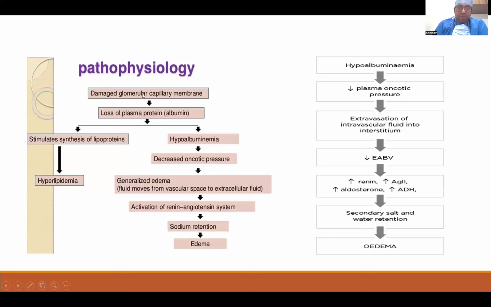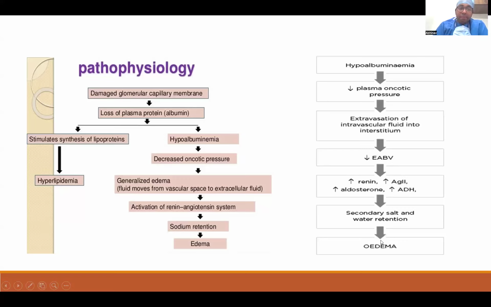In nephrotic syndrome, the main pathology is damaged glomerular capillary membrane. What happens whenever there is damage? There is leakage of albumin. Whenever there is leakage of albumin, the oncotic pressure comes down and fluid moves out from the vascular space to the extracellular space. Whenever there is extravasation of fluid, you have decreased effective arterial blood volume, and this stimulates the renin-angiotensin system, which causes secondary salt and water retention and edema.